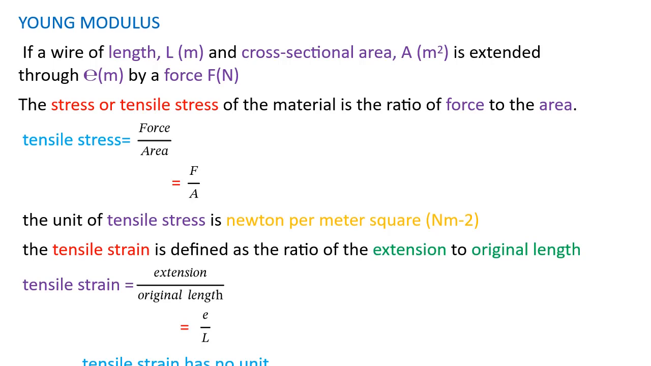Young modulus can therefore be defined as the ratio of the stress to the strain. This can be expressed mathematically as Young modulus equals stress over strain, stress divided by strain.